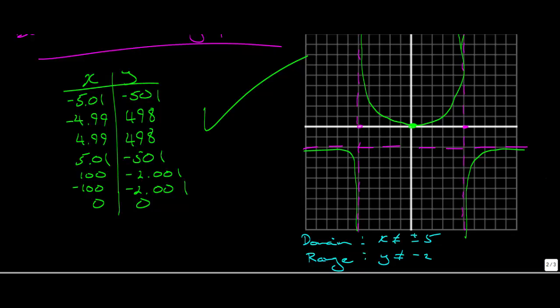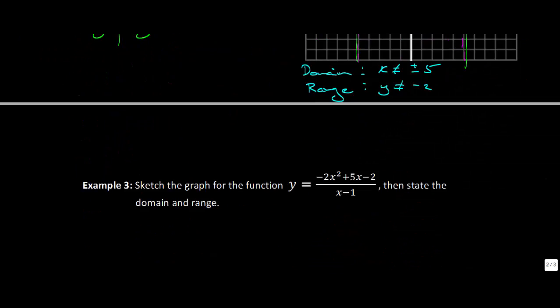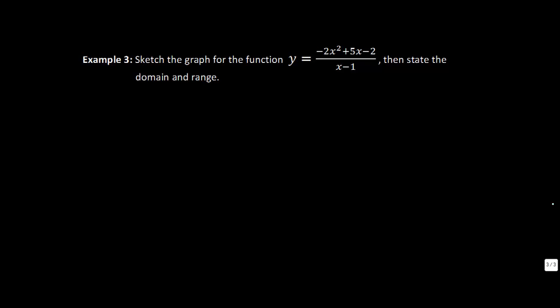Let's go and take a look at example 3. Example 3 says, sketch the graph of the function y is equal to negative 2x squared plus 5x minus 2, all divided by x minus 1, and then we will end off with stating the domain and range.